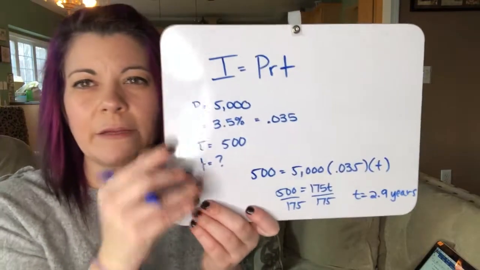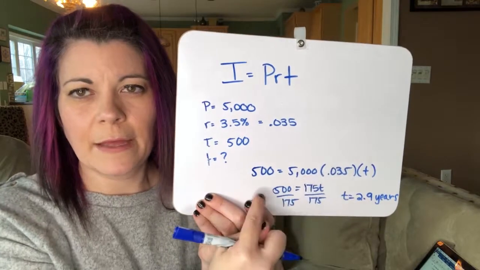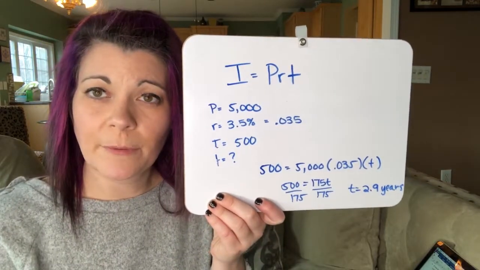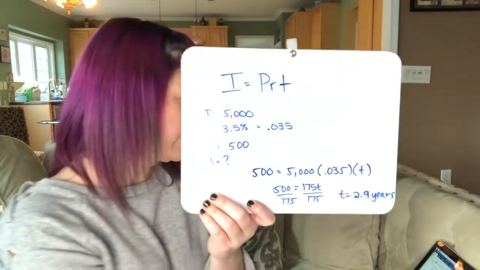Okay, so we solved it. I multiplied those and got 175t, and then to solve an equation, you divide both sides by 175. Okay, so sometimes there are special situations.